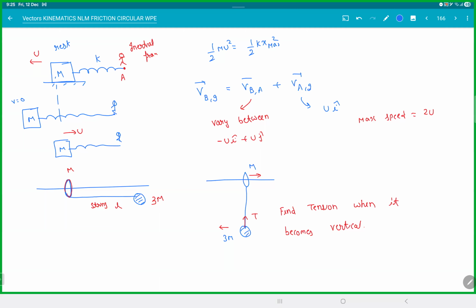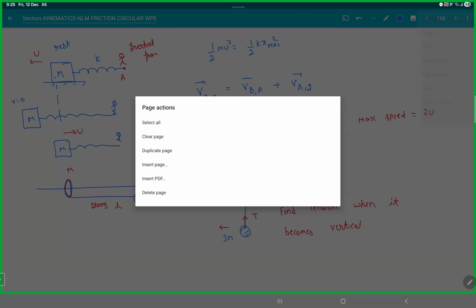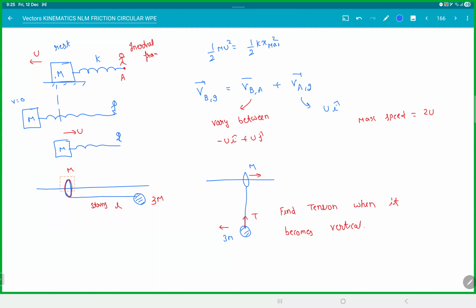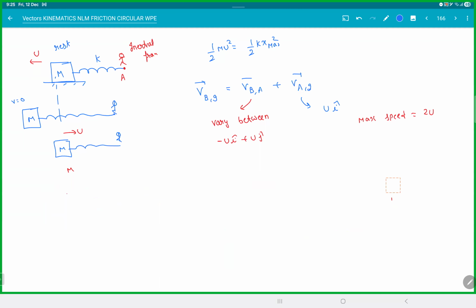That's a good one. This whole stuff is with respect to A. So this is what A thinks about the problem.